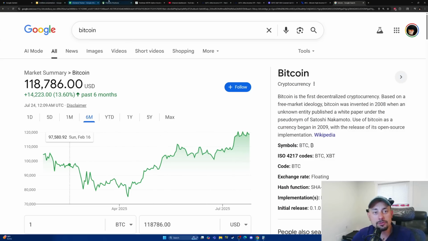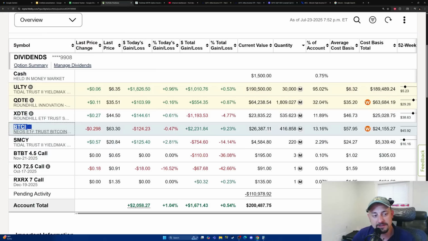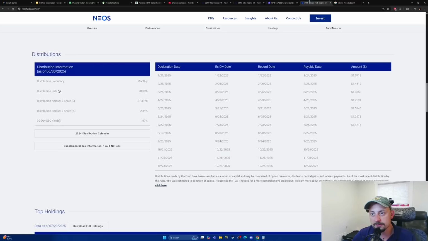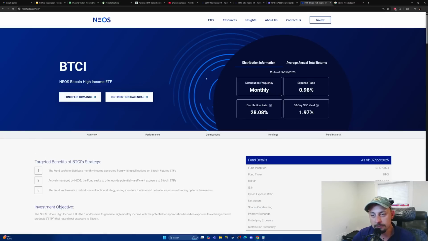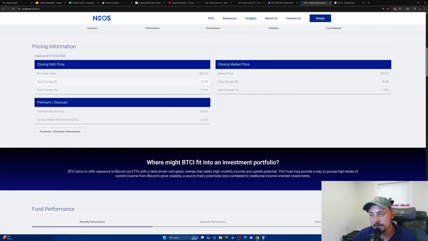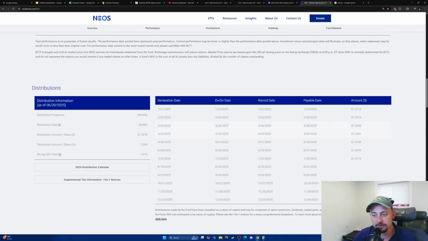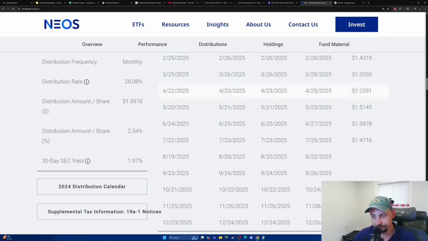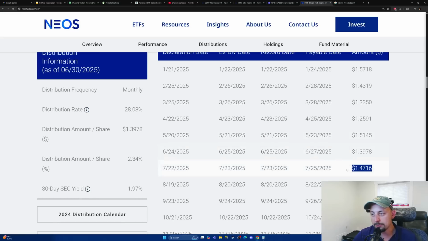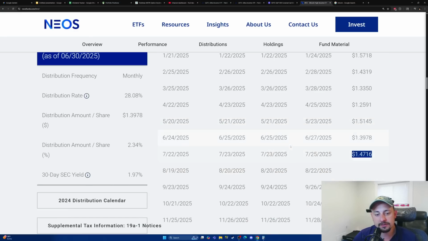Now, I do have a position in Bitcoin, not Bitcoin itself, but I have a position in BTCI. BTCI is from Neos. This is the fund right here. And this one pays monthly. I looked up today, trying to calculate what I'm going to get in dividend this Friday. If you scroll down on their website, they are paying out $1.47 per share. This is one of their higher payouts. The last one was $1.39, a little bit lower. They had a higher one at $1.51, but this is a very nice average payout.